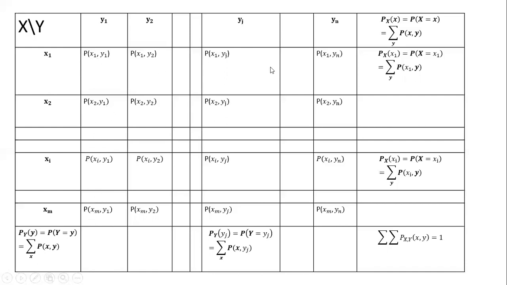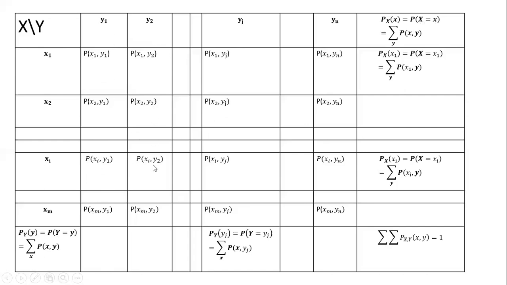Similarly, if I add the complete first row, what happens? Probability of x1 comma y1, plus probability of x1 comma y2, plus probability of x1 comma y3, and so on, is nothing but the summation over y of probability of x1 comma y. The sum of all these probabilities is called the marginal probability of x1. So the marginal probability of x is the probability of capital X equal to small x, and the marginal probability of y is the probability of capital Y equal to small y. If I add all these probabilities, it is called the marginal probability of y1.